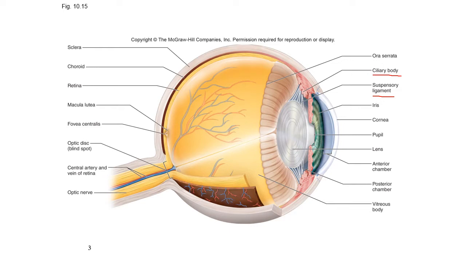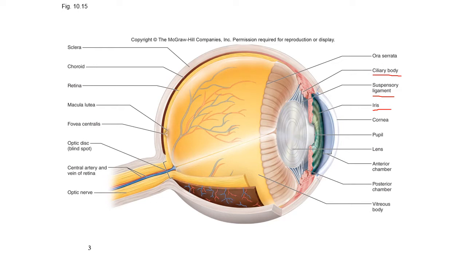Number 3 is the iris. The iris is the colored part of the eye. It is also located in the vascular tunic. The iris is going to surround the pupil. So the iris could be green or brown or blue, and its job is to regulate the pupil diameter or size.